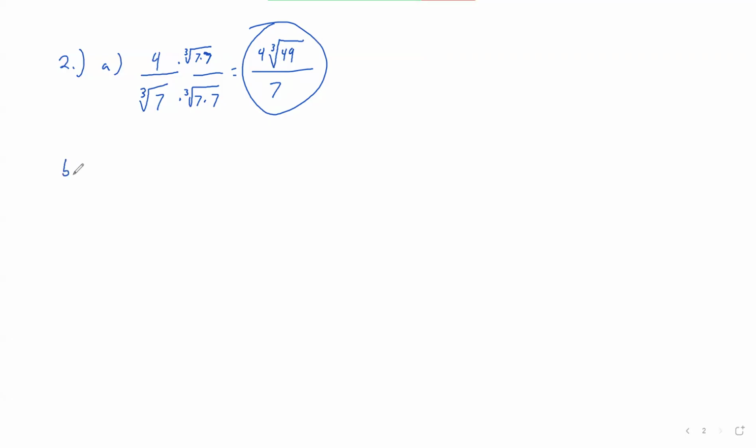All right, let's look at this one. 5 over the cube root of 9x to the fifth.